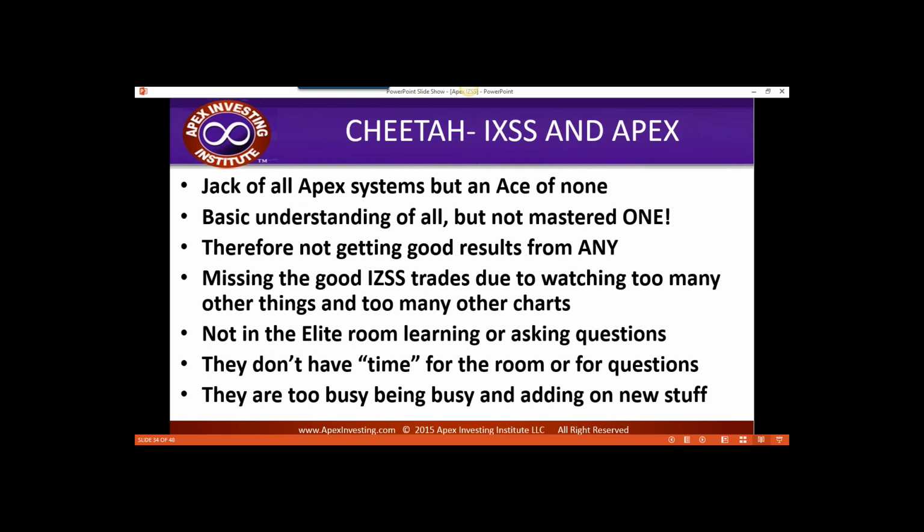Again, cheetahs are jacks. They try to be a jack of all Apex systems, but an ace of none. They have a basic understanding of all of them, but haven't mastered one. Therefore, they're not getting any good results from any of them. I see that all the time in our forum.